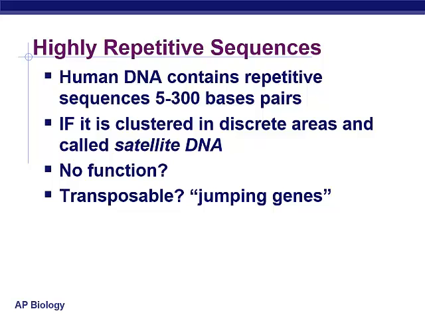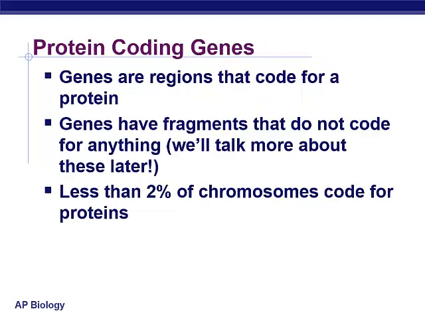Now, here's the weird thing about these repetitive sequences. They do not appear to have any function. They don't code for any proteins. They don't actually do anything. However, what's really weird is that these genes can change places on a chromosome. So they're transposable, and they have a nickname of jumping genes because they move from one place to another within a chromosome. Yes? Okay, so highly repetitive sequences.